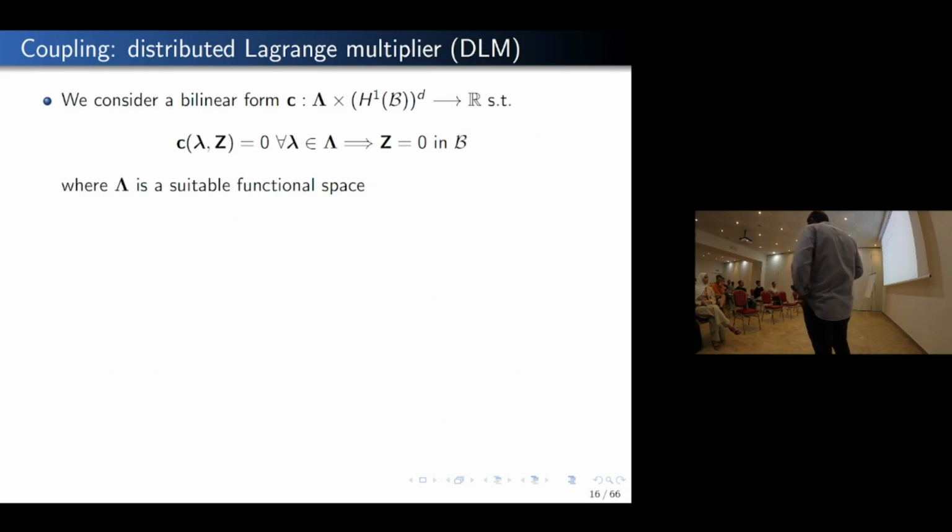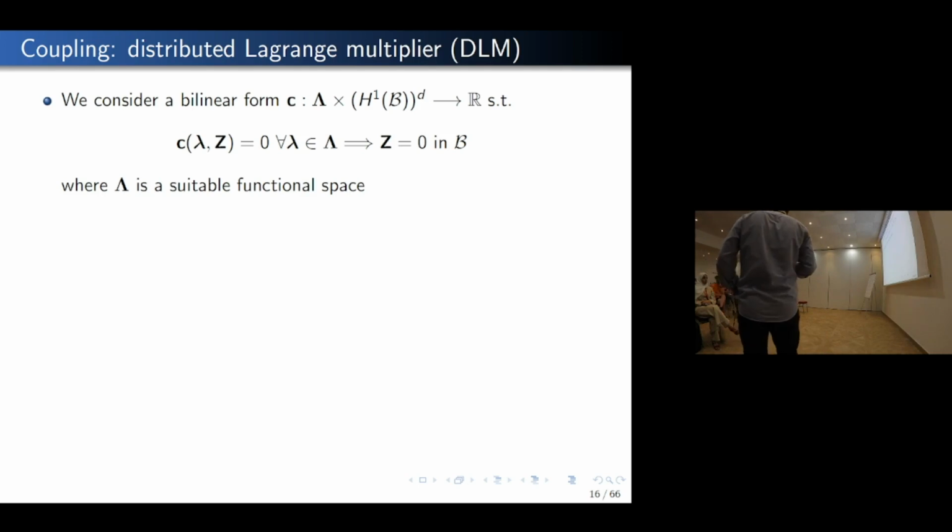Okay, so this is basically also the connection between the Lagrangian description of the solid with the Eulerian description of the fluid. Okay, coupling. We have to couple the behavior of fluid and structure in the region of omega occupied by the structure. In order to do this, we introduce the distributed Lagrange multiplier, and this means that we consider a bilinear form, c, from a functional space Lambda times H1 of B. H1 of B is a suitable functional space for the displacement.